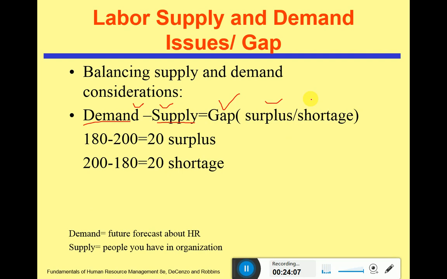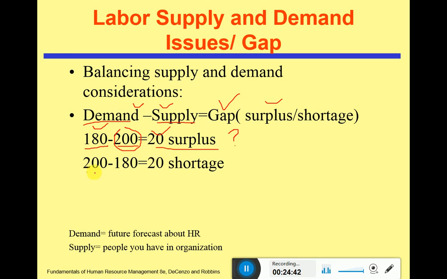Now let me explain this theory with the help of an example. Suppose the organization needs 180 people, and the organization has a total supply of 200 people working. The organization requires 180 people, but 200 people are working, which means 20 people are extra. These 20 people are known as surplus. Definitely the HR department has to take a step: we have 20 people surplus, what should we do next? That is a gap.